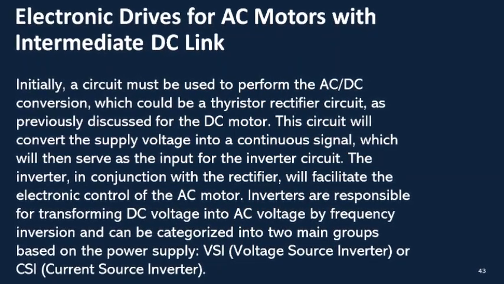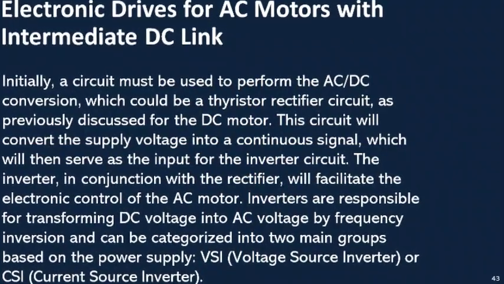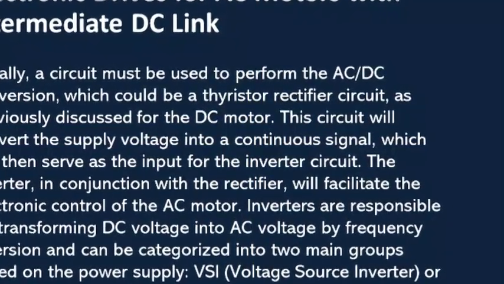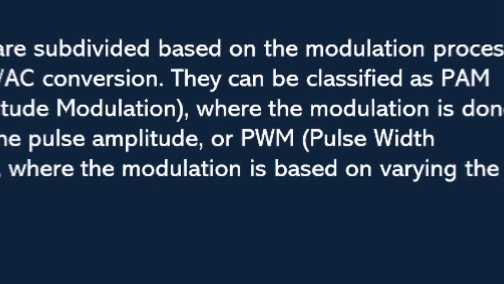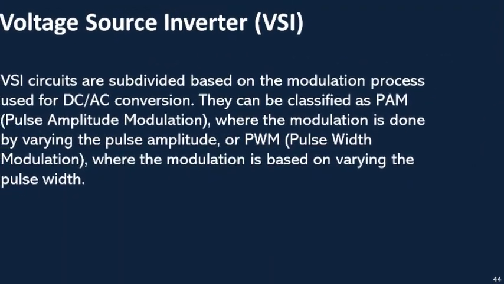Depending on the power supply configuration, inverters are broadly categorized into two main groups: VSI, voltage source inverter, and CSI, current source inverter. These categories determine the method by which the AC voltage is generated and controlled for driving the AC motor.